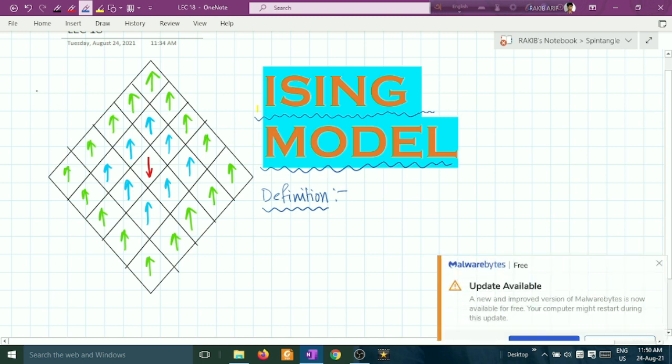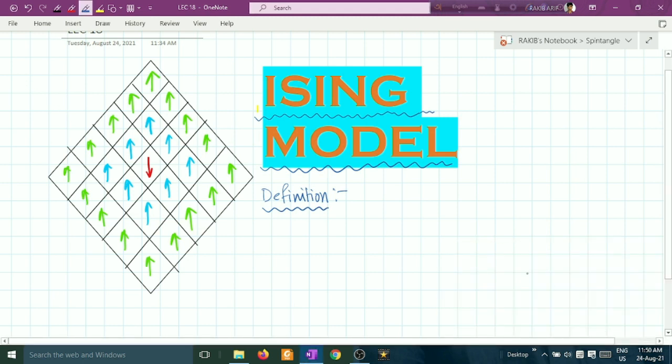I'll be moving on to this diagram. First, let's write the definition of the Ising model. The Ising is written with a capital I because this is the scientist who invented this model. This is a theoretical model.